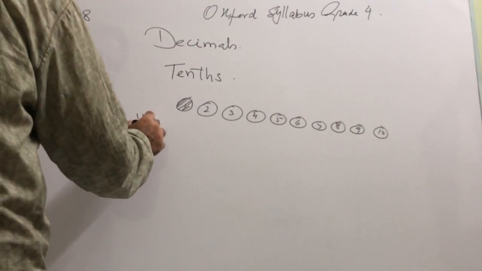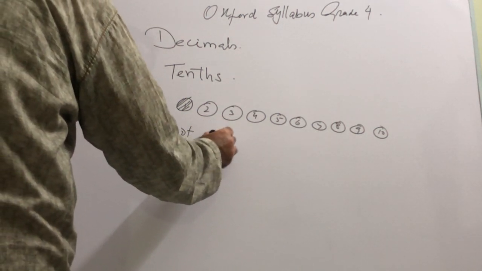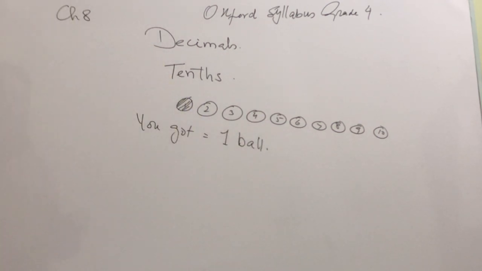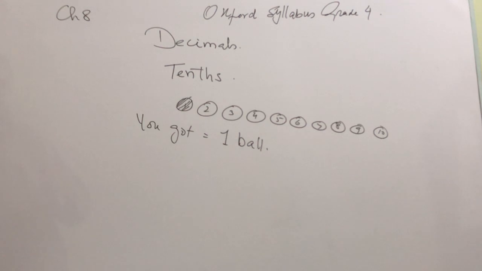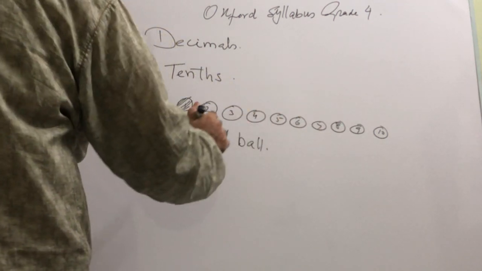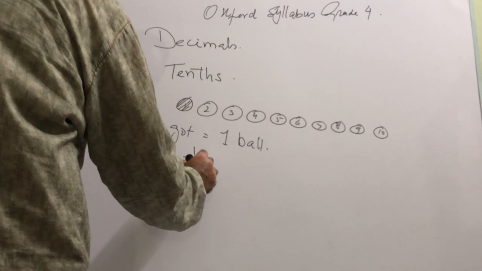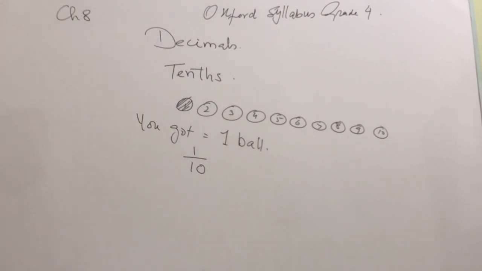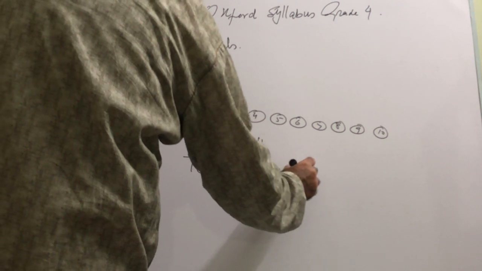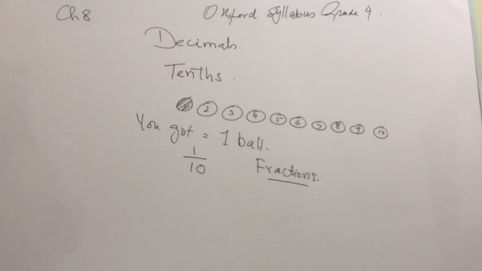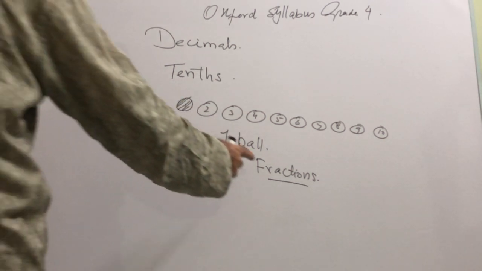You got how much? You got one ball. So if we ask you how much you got out of the 10, then you will say with respect to 10 that you got 1 and total was 10. Okay, 1 over 10. The same you have learned before in fractions as well. Yes, it is same. 10th or 1 over 10, it is same in fractions.